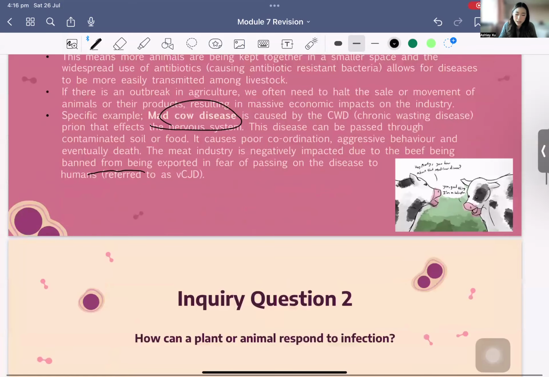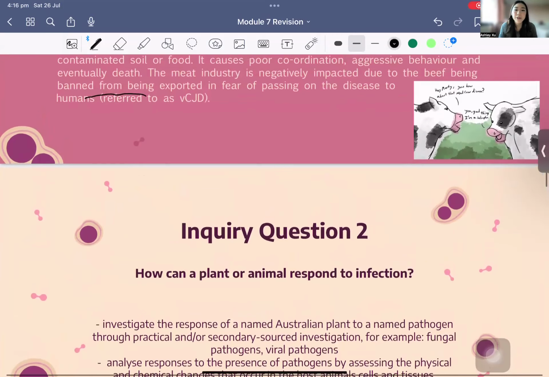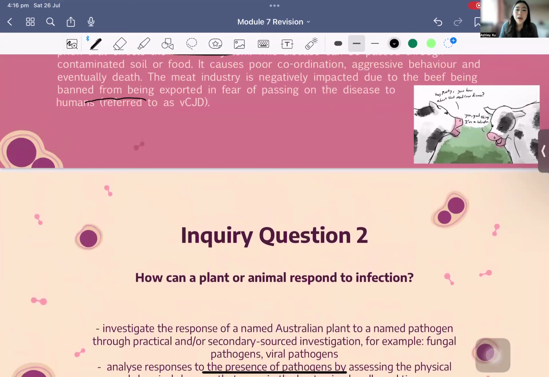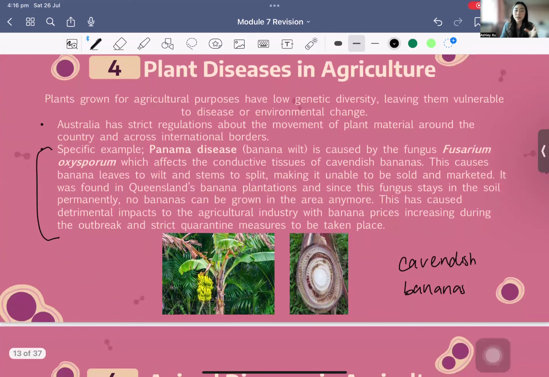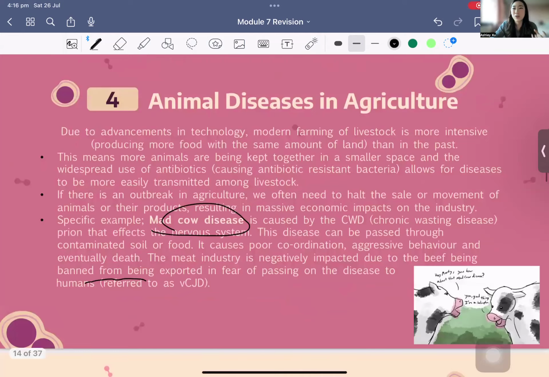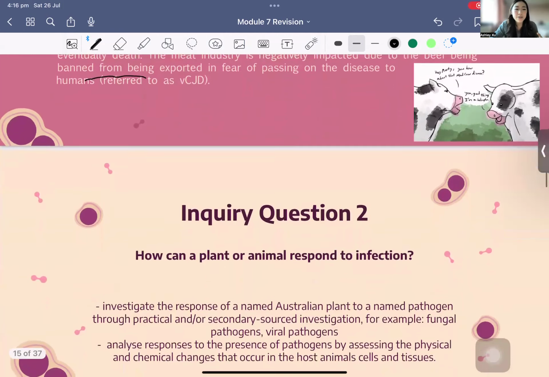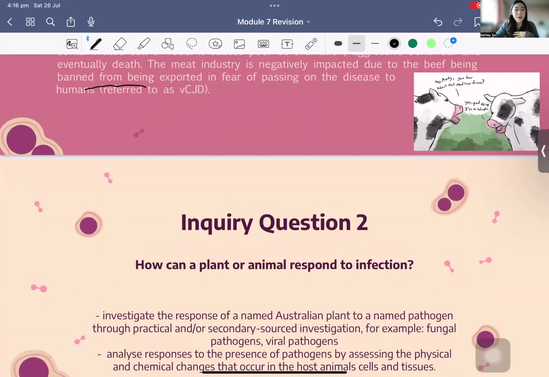All right, so that is inquiry question one. In the next video, I'm going to go through inquiry question two, and that looks at how animals or plants respond to infection. So I've gone through all of the pathogens, what they do, how to classify them, and some examples of those pathogens. Next time, we are going to look at the different responses to those pathogens. Just very quickly, if any of these concepts don't make sense, go back to my notes, read through them again, and then look through the relevant syllabus dot points.